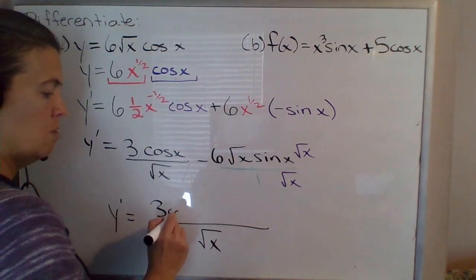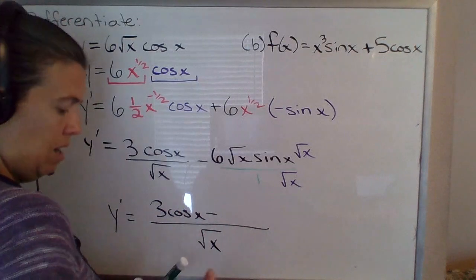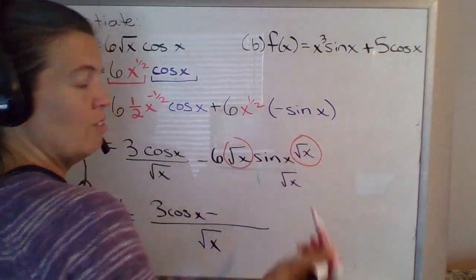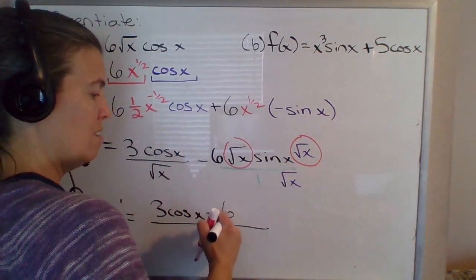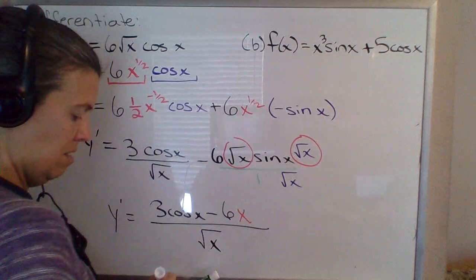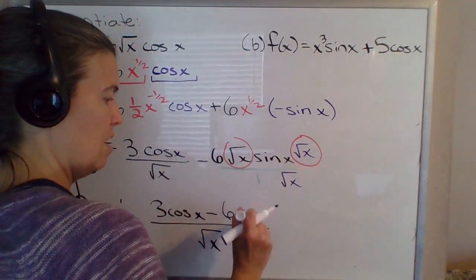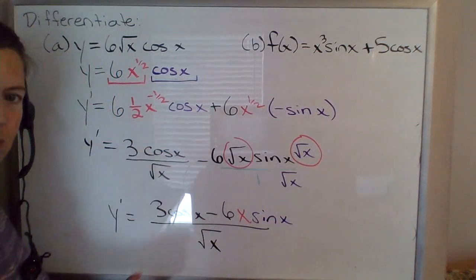So 3 times cosine x here minus, okay, now if we multiply what's here, you've got square root of x times square root of x. That's equal to x. So this is minus 6x, when you multiply the square roots times each other, and then sine x. Okay, now you could factor out 3 in the numerator.